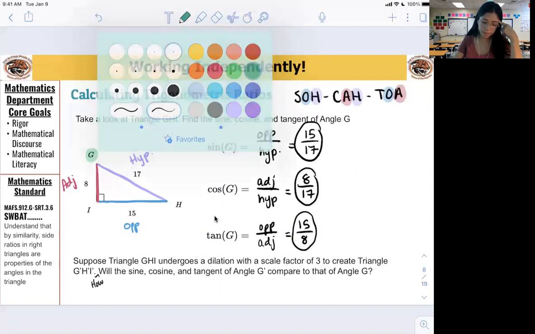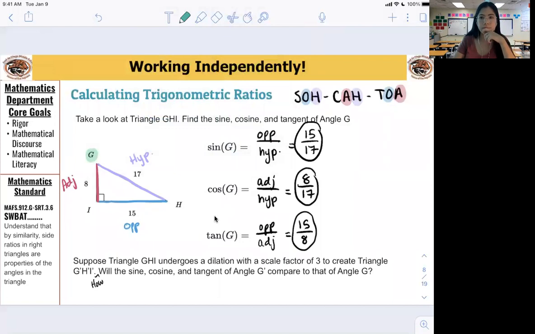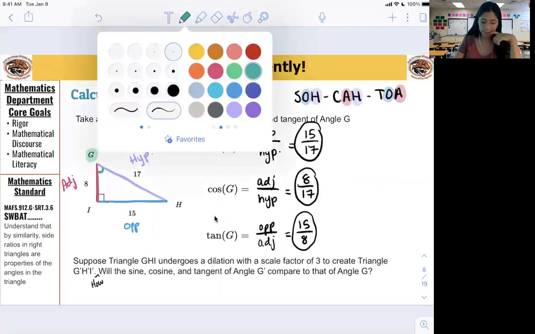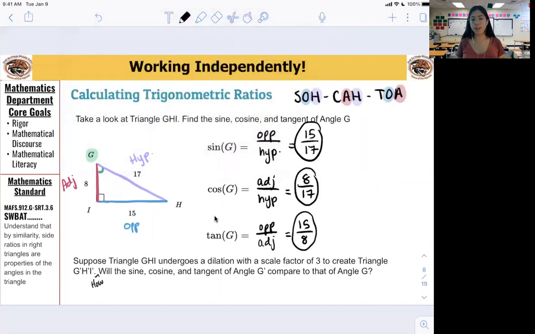Because all you're doing is making it 3 times bigger. You're not changing anything else about it, and dilations preserve angle measures. They create proportional sides, so you shouldn't have an issue with that. There it is. So you said the magic words. Dilations preserve angle measurements. So remember, if I dilate this, angle G prime is still congruent to angle G.